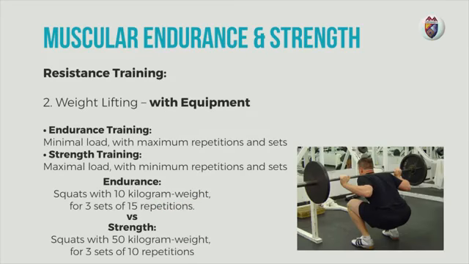There are actually two types of weight training, and these are your endurance training. This is where you lift with a minimal load, but you will do it with maximum repetitions and sets. Example is doing a squat with 10 kg weight for 3 sets of 15 repetitions. Second type is your strength training, where you're doing a maximal load with minimum repetitions and sets. Example is doing a squat with 50 kg weight for 3 sets of 10 repetitions. These are examples of resistance training. We will dwell more on this later in the module.